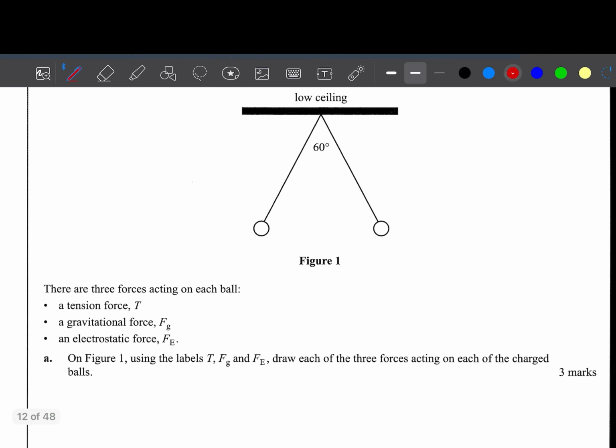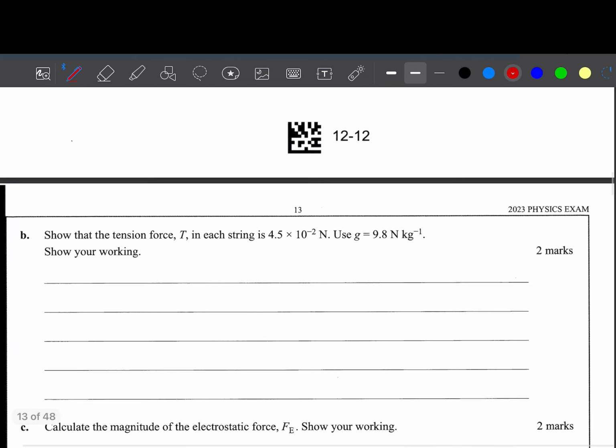Okay, so there will be tension, which is just in the string. So here, this is our tension for both. Then there will be gravity, so here Fg, and here Fg, and then there will be the force Fe because they are repelling, Fe. Okay, so that is done.